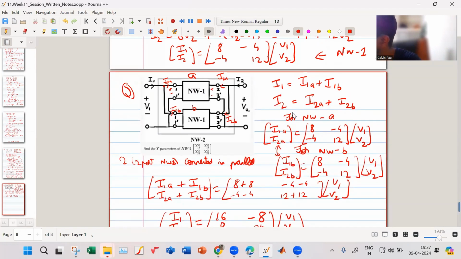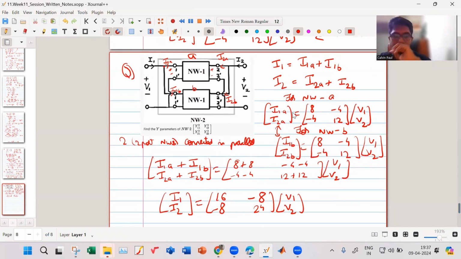Any queries? They are talking about y1 square. No, they have mentioned it wrongly. It is not y1 square. Just to differentiate between network 1 and this combination of two networks in parallel, they have written y11. They're asking y11 for both the networks connected in parallel. So for y parameters, when both the networks are connected in parallel, you just add them.